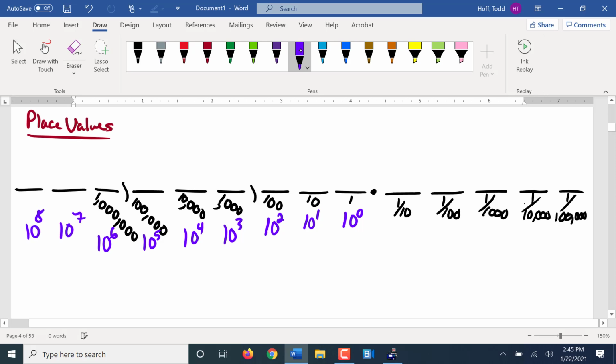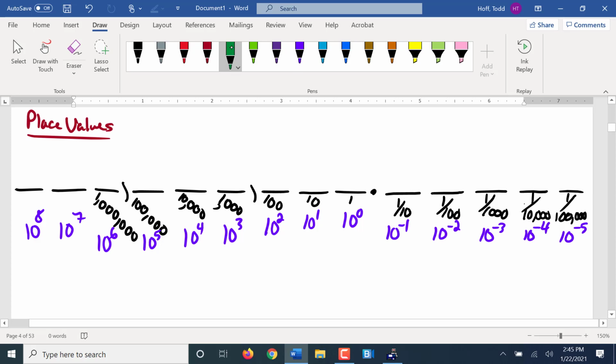10 to the negative 1 is 1/10. A negative power is actually reciprocal. 10 to the negative 2 is 1/100th. It's 1 over 10 to the positive 2, or 1 over 100. So as we mentioned earlier, the place values in our number system are those powers of 10.